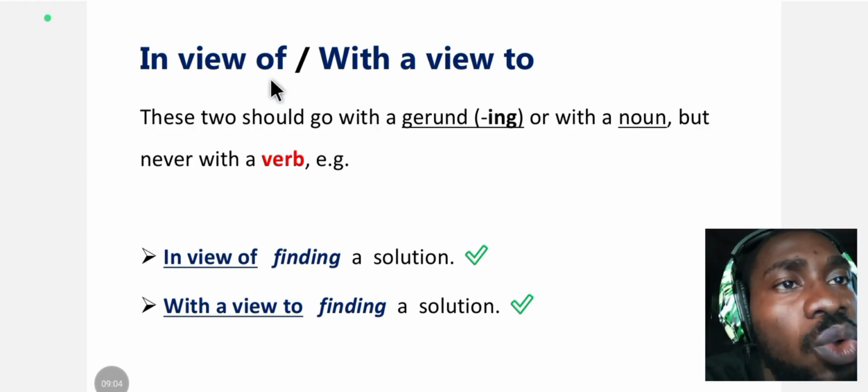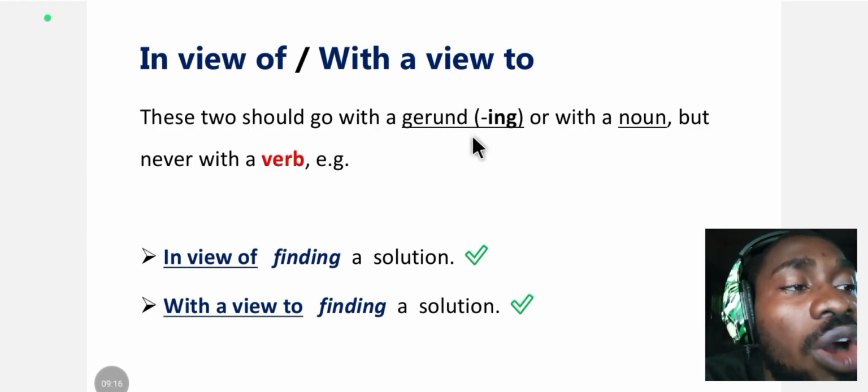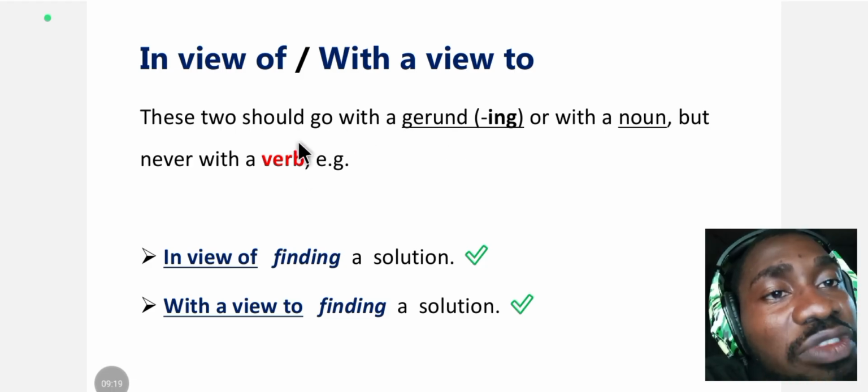So two of them, "in view of" and "with a view to," should go with a gerund, which is the "ing" form of a verb, or a noun. They can also go with a noun, but never with a verb. Take note of the color coding. Danger, red, showing you danger.